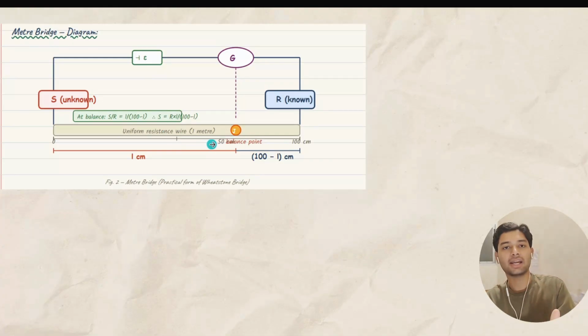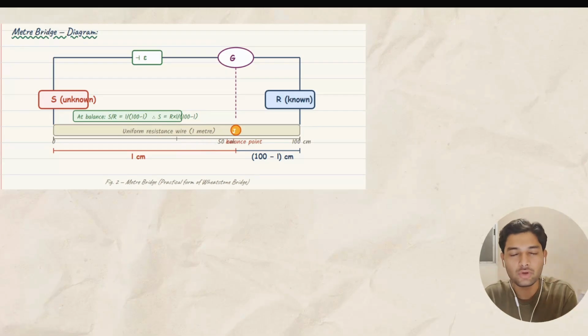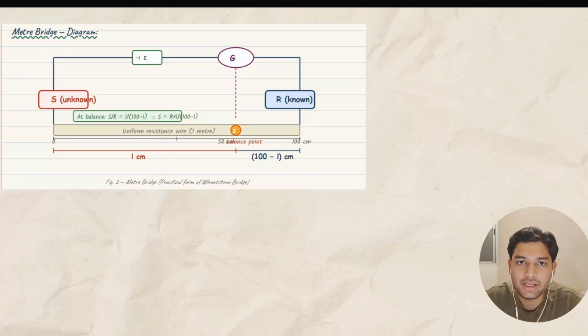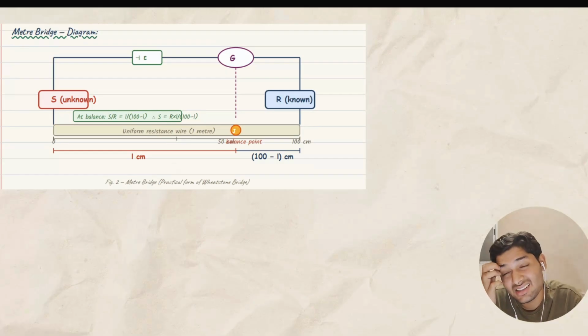We always use a high quality wire. If you ever do a practical on the meter bridge, always use a uniform resistance wire of high quality, so you ensure that there is no error in the meter bridge. So this is 100 centimeter. Most probably we take around 1 meter long wire or 2 meter long wire, that is the favored length.